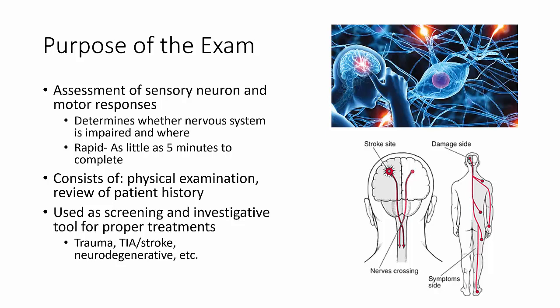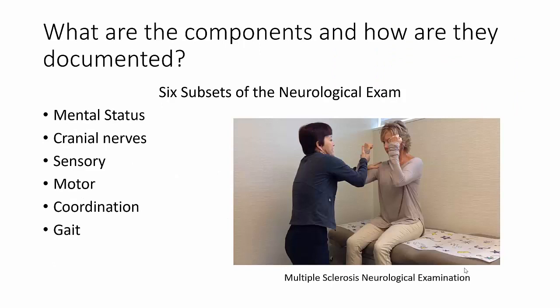the neurological exam. So it consists of a physical examination, and he also takes your history into account. And it's used to screen for a variety of different issues like TIA, stroke, any neurodegenerative issues going on, or simply an injury that might have happened, so some sort of trauma. So there are 6 subsets of the neurological exam: the mental status, the cranial nerves, sensory, motor, coordination, and gait. The picture is showing you an MS neurological exam.